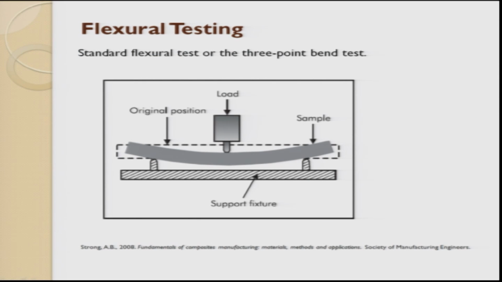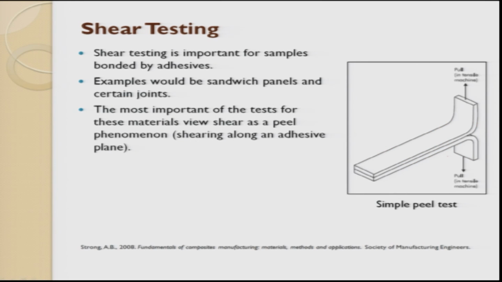So we use supports, and here you should be careful. For a thermoplastic sample, you have a lot of ductility. So when you use a 3-point bend test, you have to be a little careful with that data. For a thermoset, it is okay. You can use this data and you can get the required output.